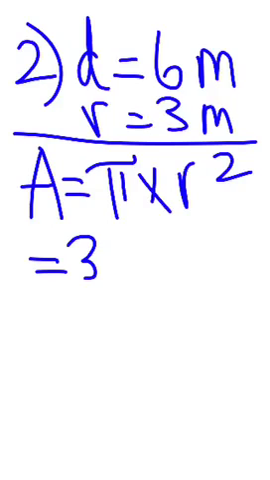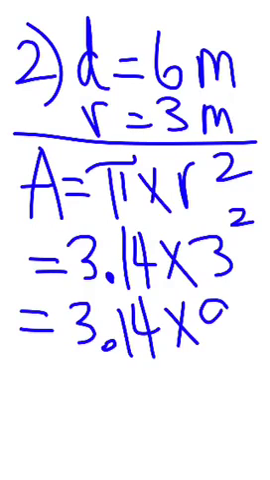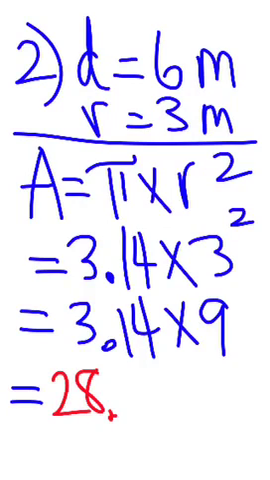Replace pi with still 3.14 and replace r with 3. Again, follow the order of operations, so you would have to square 3 first before multiplying. That will give us 3.14 times 9. When you multiply, the area is 28.26 square meters.